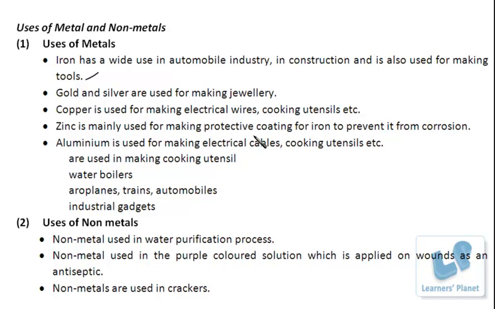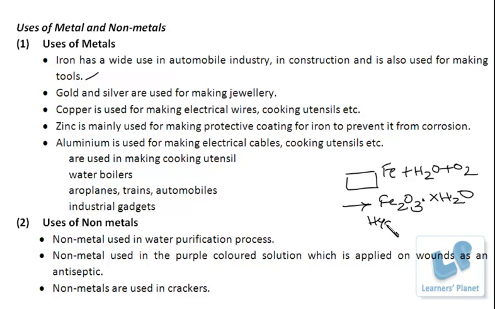Zinc is mainly used for making protective coating for iron to prevent it from corrosion. I told you, when iron is exposed to atmosphere, what happens? Iron reacts with water and oxygen, forming a compound called hydrated ferric oxide. This is hydrated ferric oxide. That is rust. That is a brown powder.